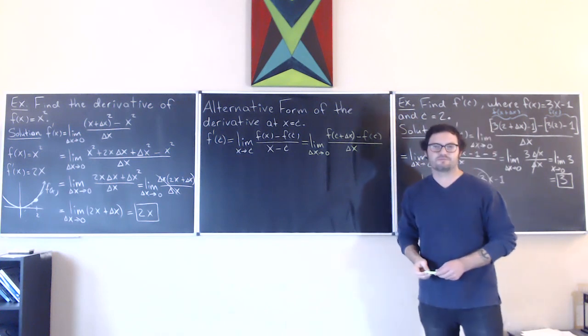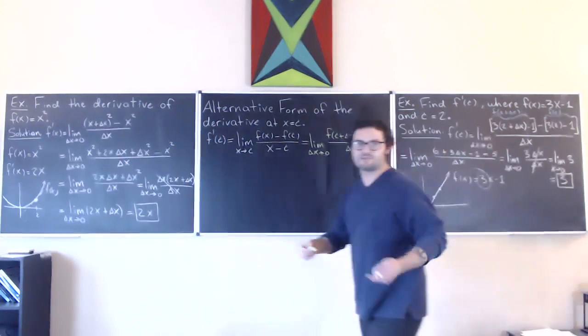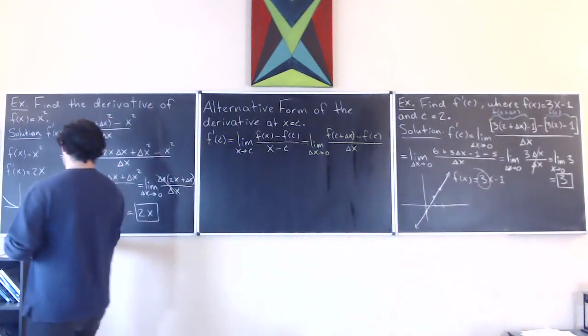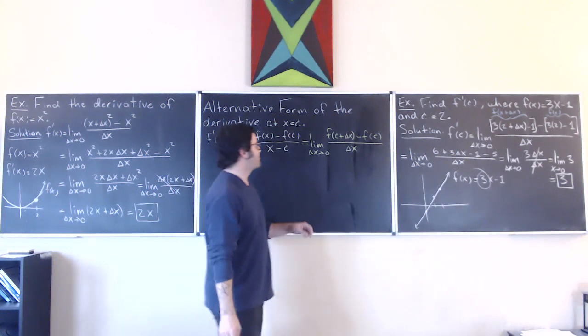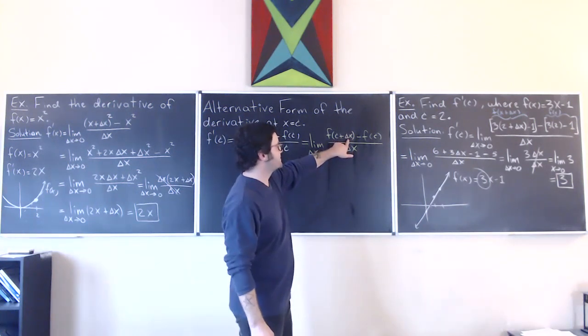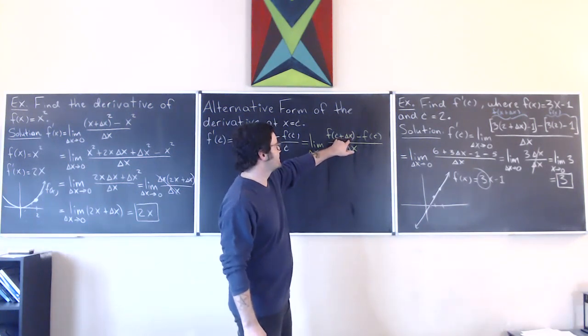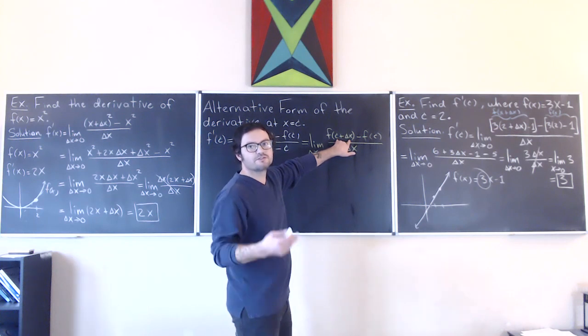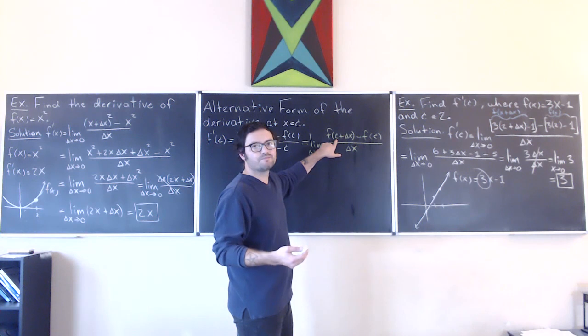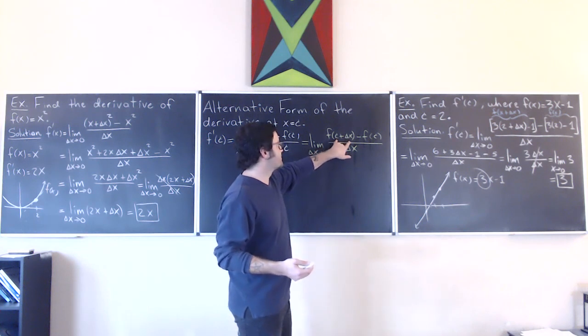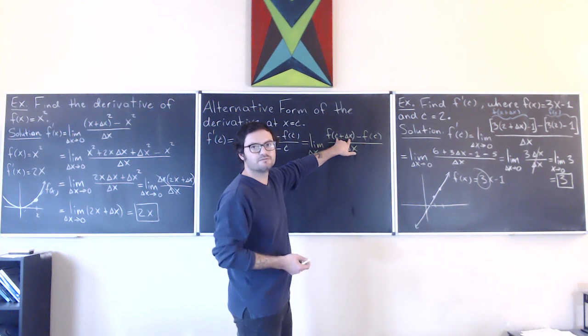Do you see that those are the same? Yes, it would require rigorous proof, but at least intuitively they should make sense, right? What's happening here as delta x is going to 0? Where is this inside term going? It's going towards C, right? As delta x goes to 0, this term inside here goes to C.